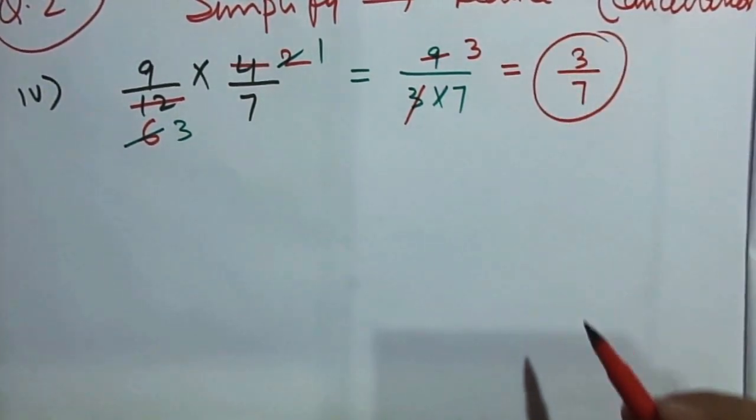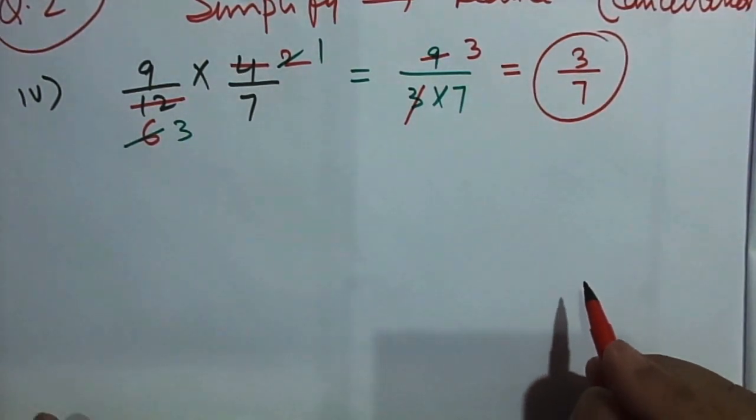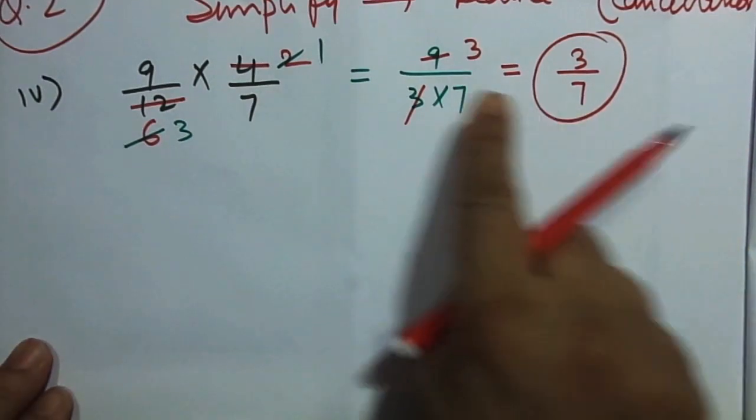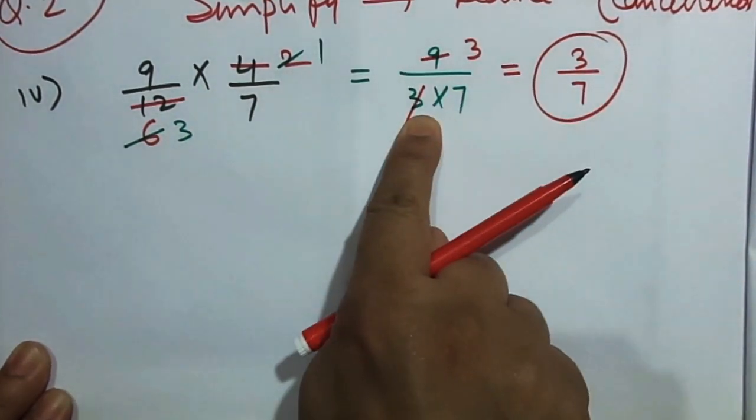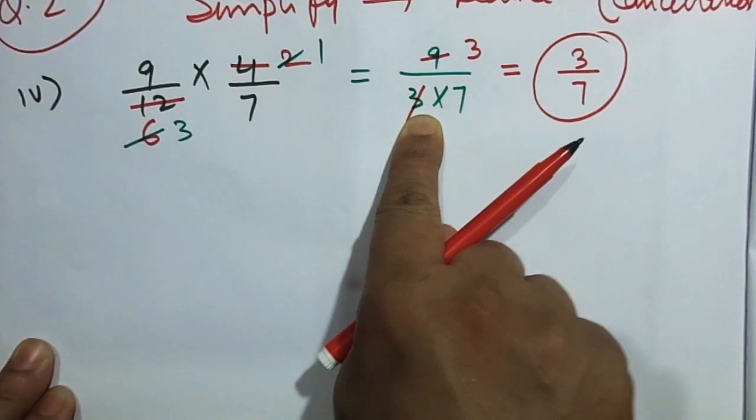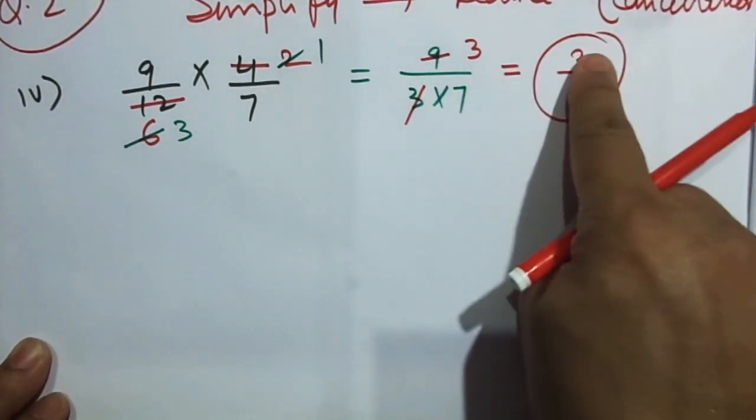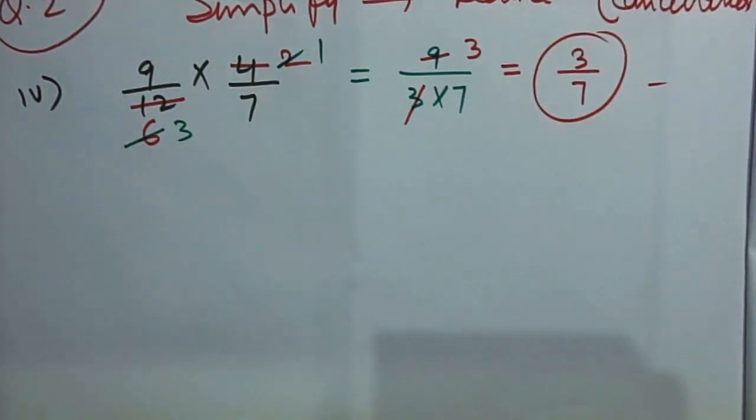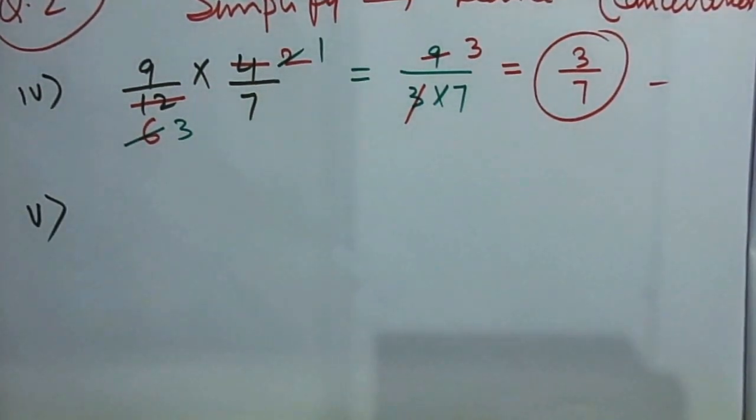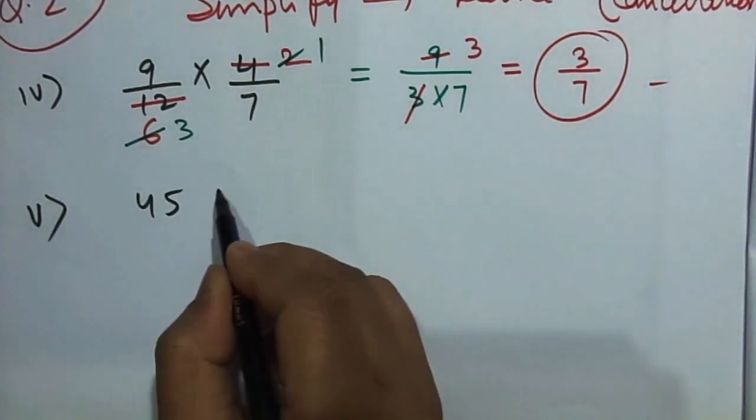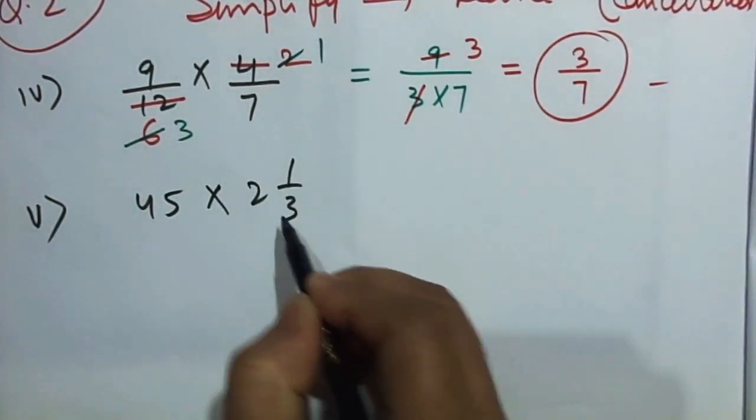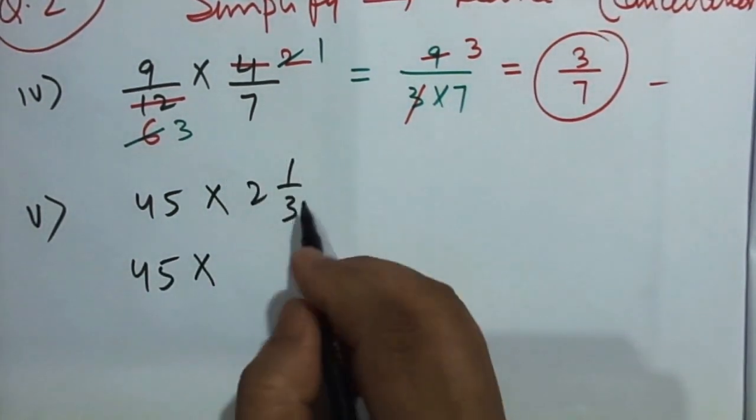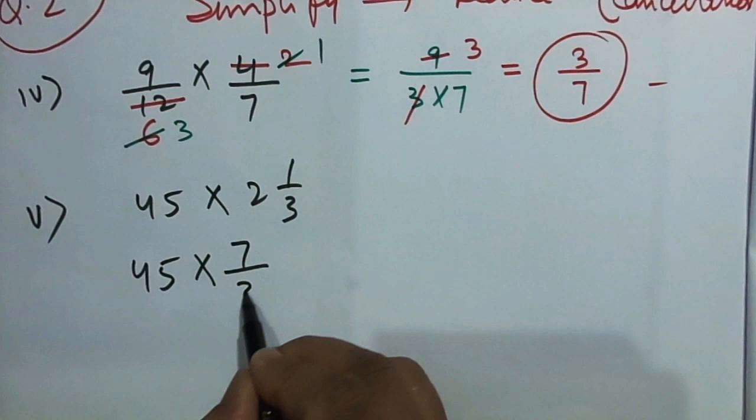This means at any cost I have to write the answer in the simplest form. Here I found that this was still not in the simplest form, so I carried on division again. 3 by 7. Clear? Once again we have number 5 over here, and in number 5 they say 45 multiplied by 2 1 by 3. Before solving we need to convert this into an improper fraction. 3 2s are 6, 7 by 3.